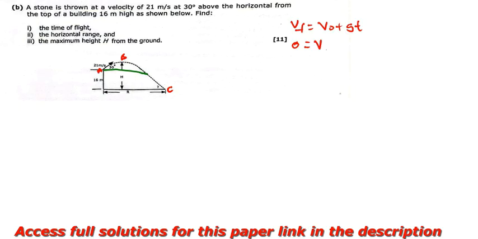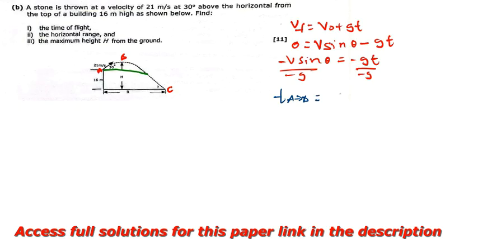So we are talking about V sine theta minus gt, because g is negative. Shift this to the other side, it will be negative V sine theta. I want to find the t divided by negative g, and therefore the t from A to B will be given by V sine theta divided by g. This is the time from A to B. Okay, so I'll write it here: time from A to B is V sine theta divided by g.